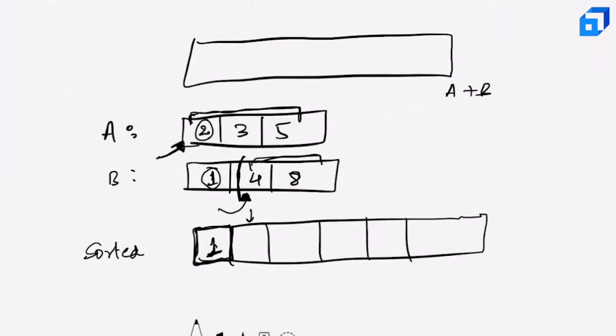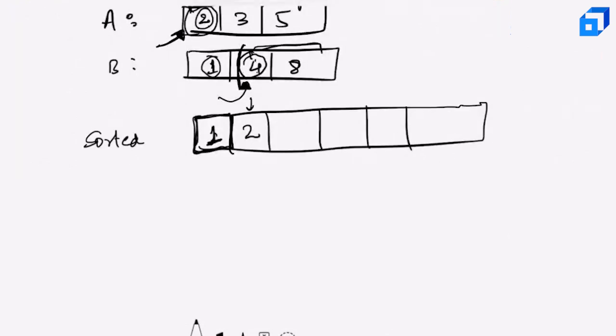What is the minimum of the numbers here? The array at this pointer. Whichever is smaller, which is 2, comes here, and this pointer moves one step forward. So in short, the approach becomes that you have two pointers.